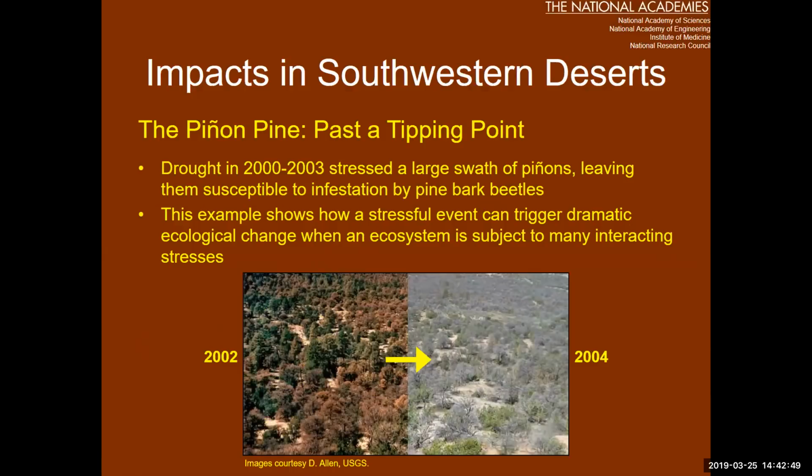In this image, we see an example from New Mexico and Arizona where forests have undergone large-scale transitions due to drought and wildfire and beetle attack that has a climate change component, but obviously other factors that are affecting these ecosystems.